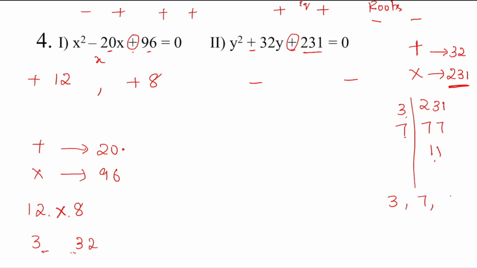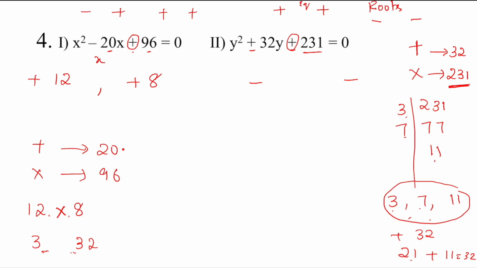3, 7, 11. Now you should take a combination of these three numbers such that if you add you get 32, and if you multiply you get only 231, because these are the factors of 231 itself. So how will you take the combination? See here, 7 3s is 21, and 11. So 21 plus 11 will give you 32. Yes, so you can take 21 and 11 as roots.